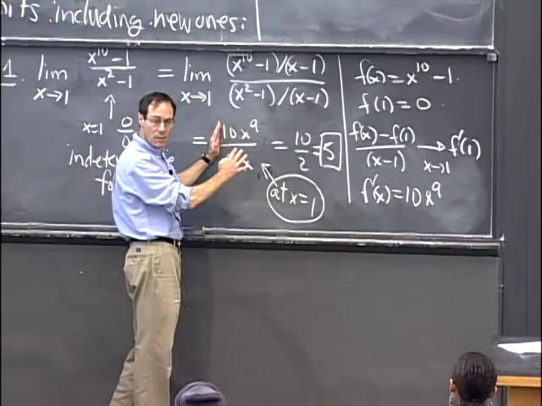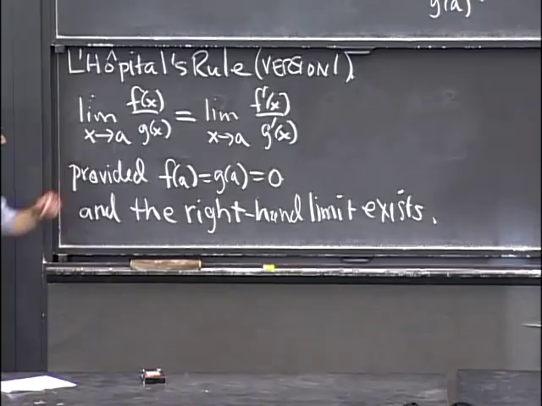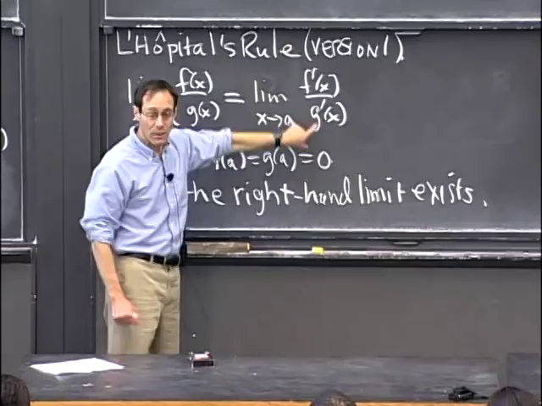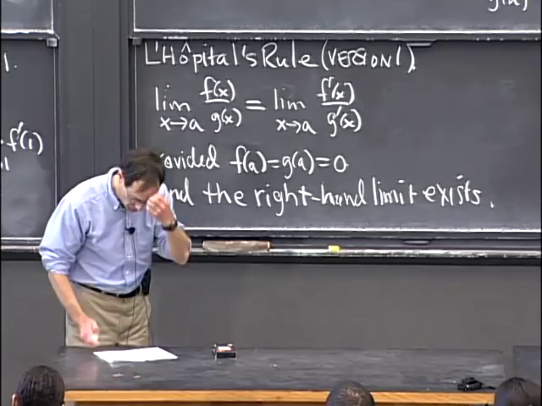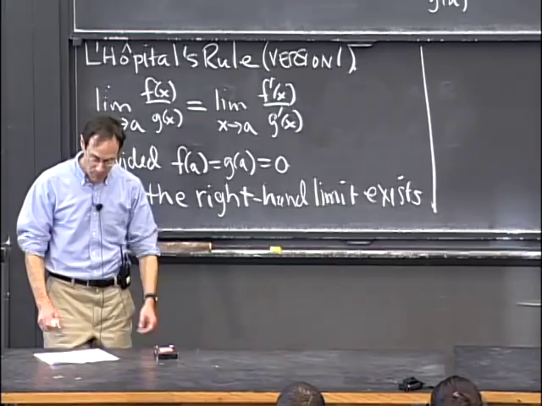It works if this limit makes sense and this limit exists. Now notice I didn't claim that the denominator had to be non-zero. So that's what's going to help us a little bit in a few examples. Well, so let me give you a couple examples, and then we'll go further. Now, this is only version one, but first we have to understand how this one works. So here's another example.